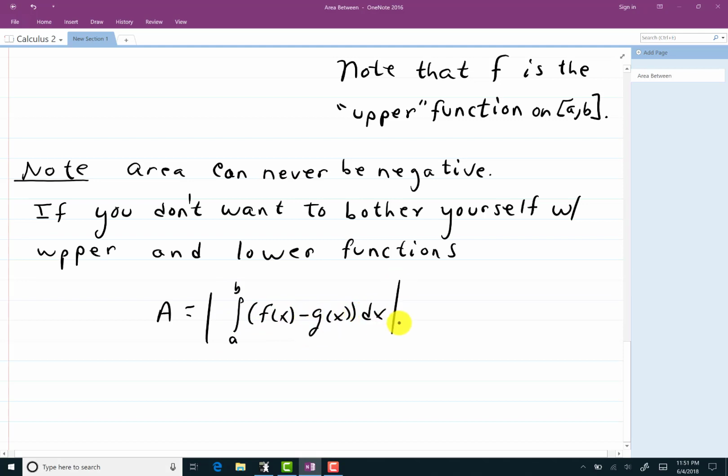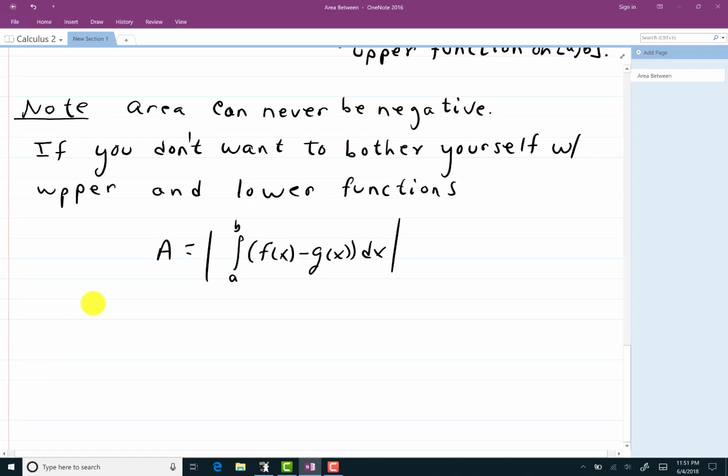And then it won't matter which one is the upper function and which one is the lower function. You'll get a positive answer, assuming all the other work was done correctly. And there you go. So this is probably the better one. If I had to pick one of the two, this would be the one that I'd want, because like I said, this works for anything.